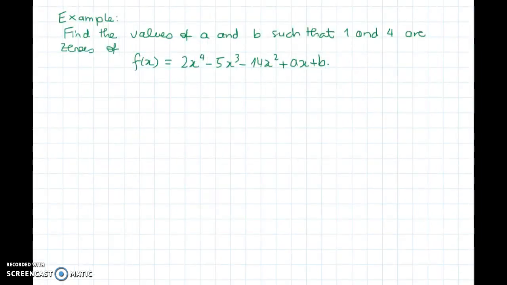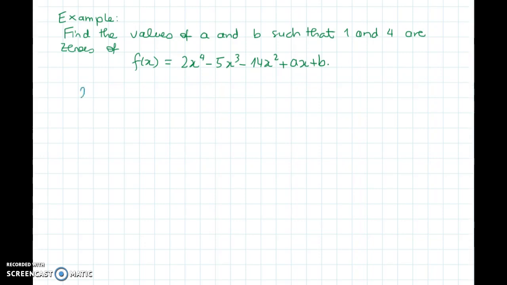For our last example, we are going to find two values, a and b, knowing that those are coefficients of a polynomial function of degree 4 given here, 2x to the 4 minus 5x cubed minus 14x squared plus ax plus b equals f of x, knowing that both 1 and 4 are zeros of the polynomial function. So we're going to, one more time, begin by applying synthetic substitution. We do know that 1 and 4 are zeros, so if we apply synthetic substitution, we'll get a remainder of 0.